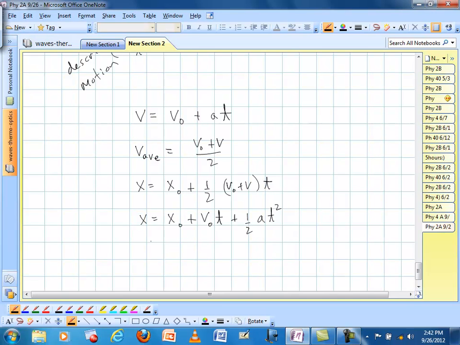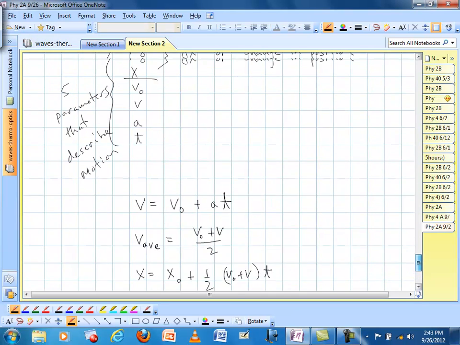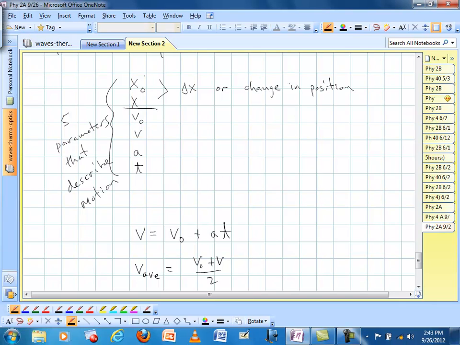And then there's one more. V final squared is v initial squared plus 2a times the change in position. Okay, so we have a number of these equations, and then we can use those to solve for our missing parameters, and once we know these 5 parameters, we'd have a complete picture of the motion.